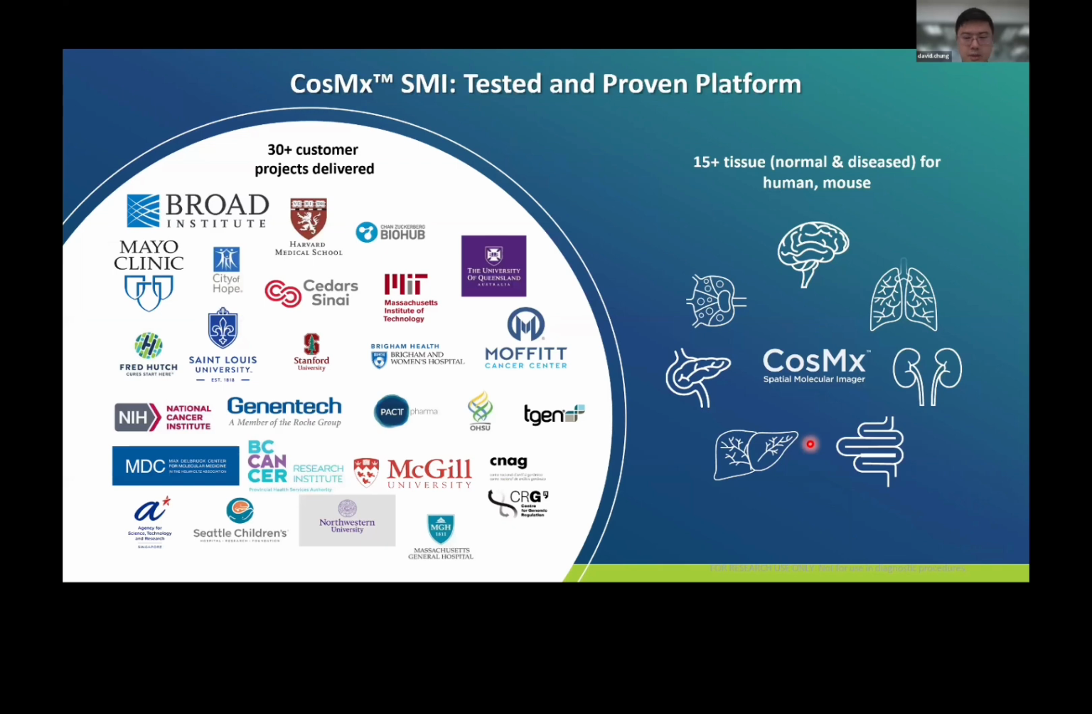So for CosMx currently, this slide is actually a little bit old, so I believe now even more customer projects have been delivered for a lot of institutes around the world. And more than 15 tissue types, either normal or disease, for human or mouse, have already been profiled for CosMx as well. So for example, brain tissue, lung tissue, kidney, colorectal, liver, pancreatic tissue, all have been tested and proven to work on this platform.